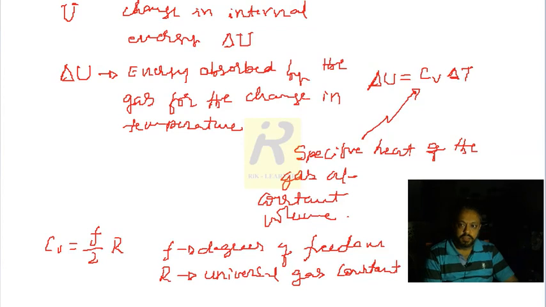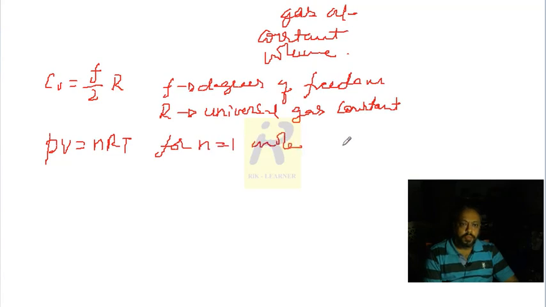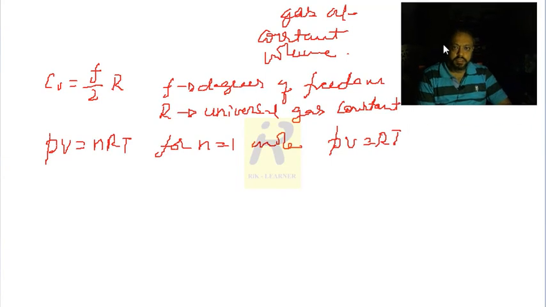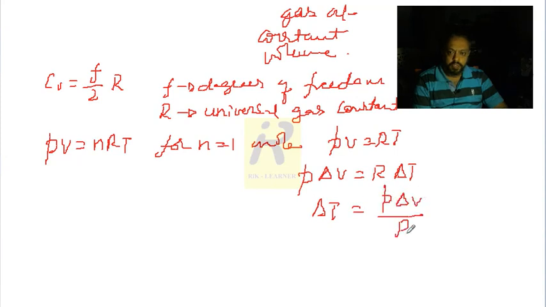And what is delta T? That can be found by knowing the ideal gas equation, that is PV equals nRT. If we have only 1 mole, n equals 1, so we can write PV equals RT. If V changes on one side, then T should change on the other side. So I can write P into delta V equals R into delta T. That means delta T is nothing but P into delta V divided by R.